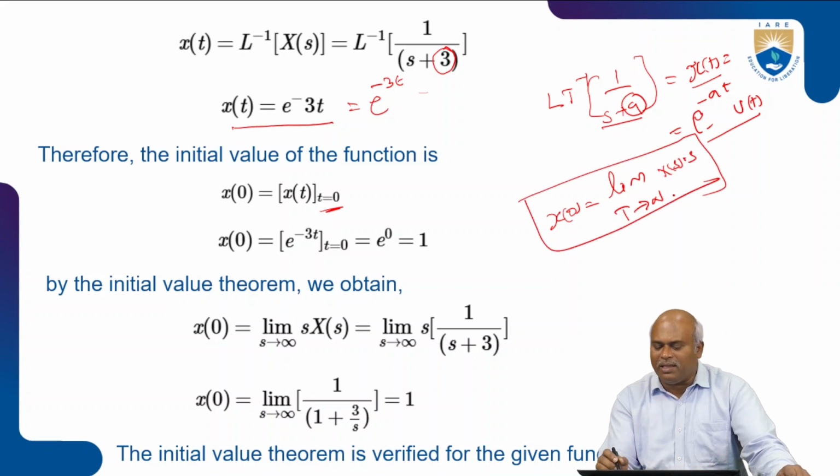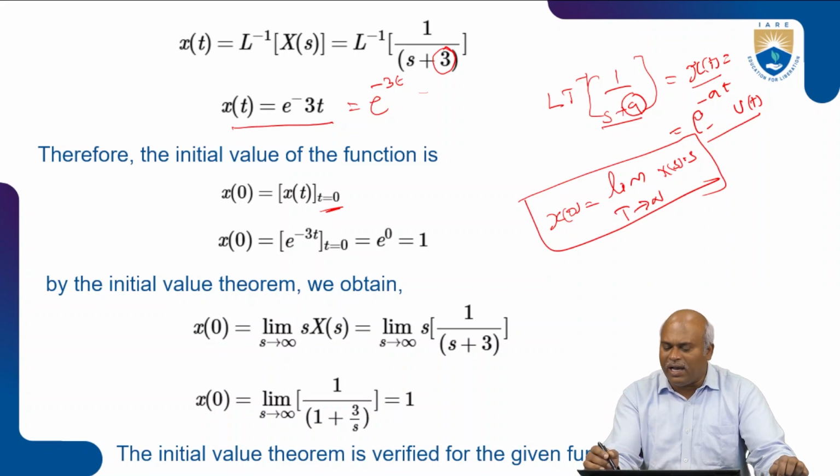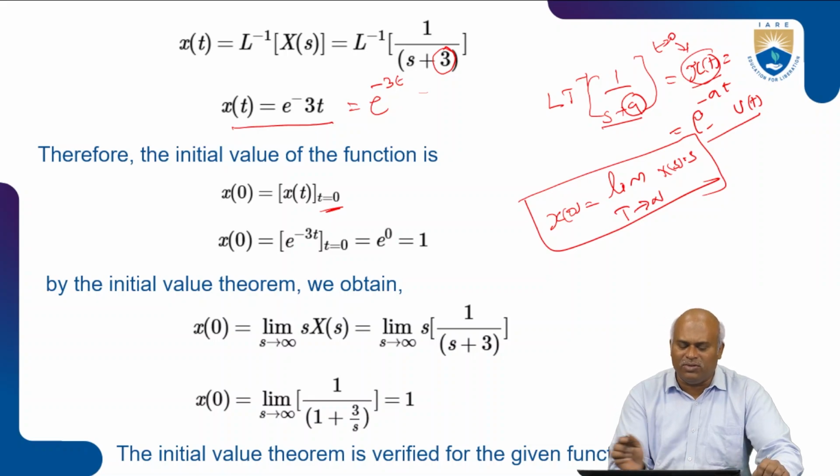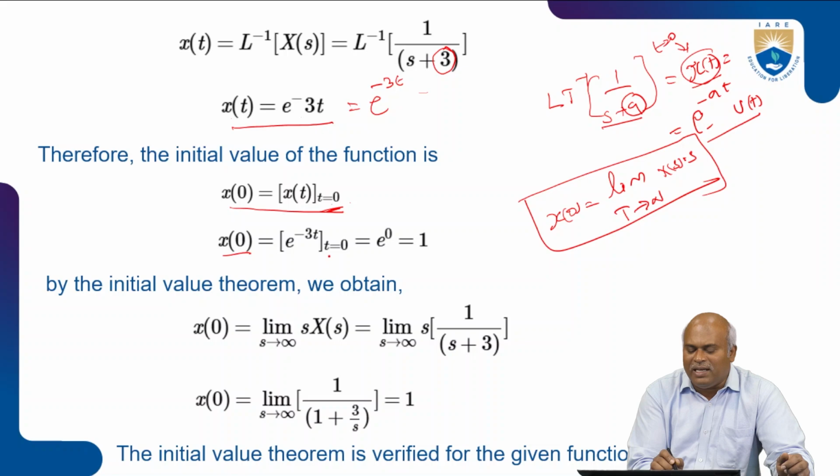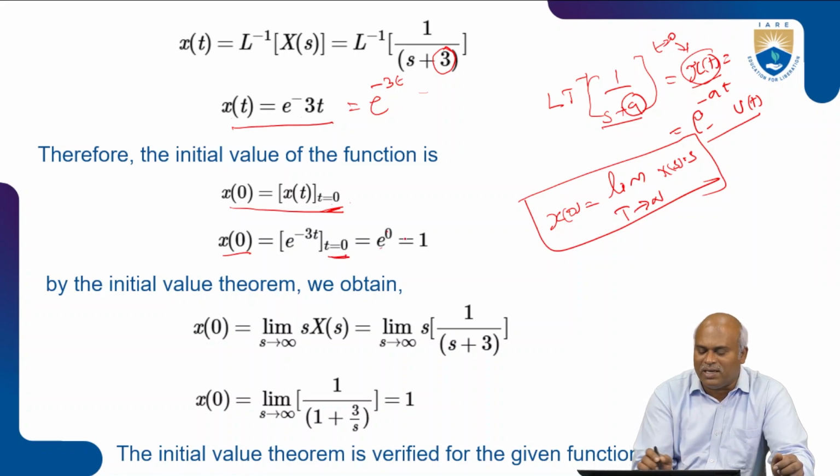So we need to verify that. We have x of t, and if you substitute t equal to 0, it is automatically converted to x of 0. So here I need x of 0, that's why x of t as t tends to 0 gives x of 0. Here we got x of t equal to e power minus 3t. When t tends to 0, e power minus 3 times 0 is e power 0, and that value is equal to 1.